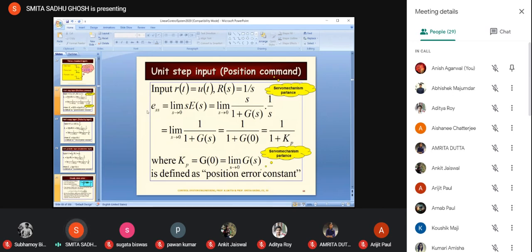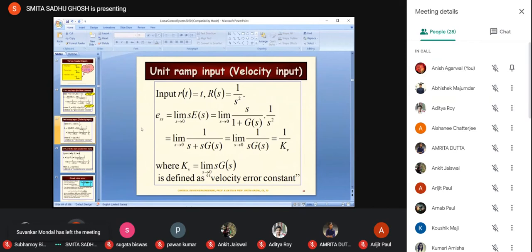So if we are speaking of the application of a unit step input and you have to calculate the steady state error, the first thing to be done is calculation of the position error constant, and then calculation of the steady state error by putting it in 1 by 1 plus Kp. That is going to give you the value of the steady state error in case of a position command or the step command.